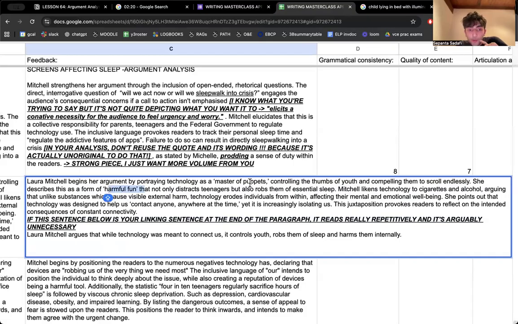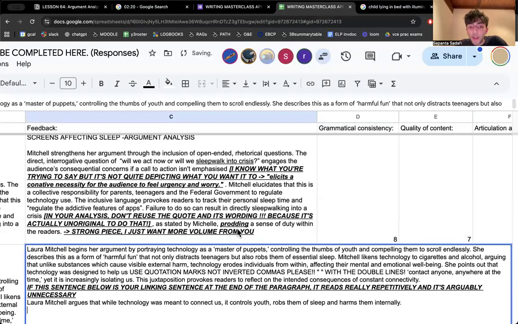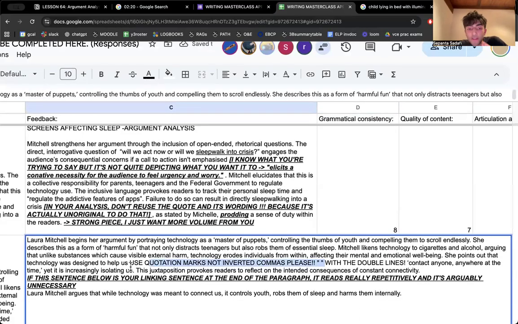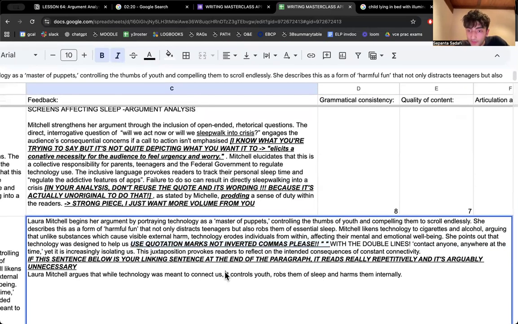You've got one quote, two quotes, three quotes. They're nice. Also, use quotation marks, not inverted commas, please. Right? Like this with the double lines. That's also big in itself. Your syntax matters, guys. Your denotation and your notation actually matters, contrary to popular belief, right?